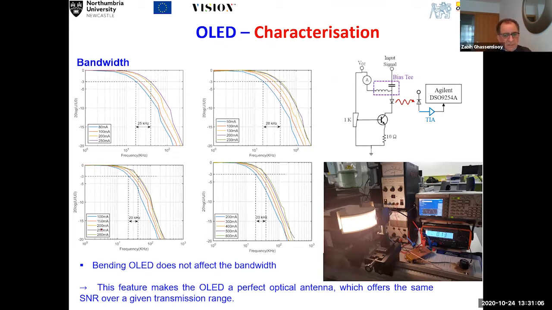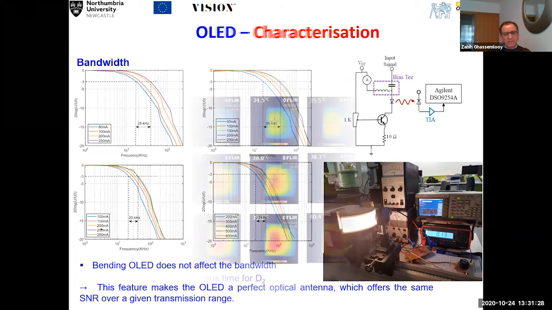So what we wanted is that, okay, these devices, if you can bend them up to a certain point, the bandwidth doesn't change, it's very stable. And that's exactly what we were looking for. Like an antenna, which is very stable, regardless of how much you curve the surface of your antenna.